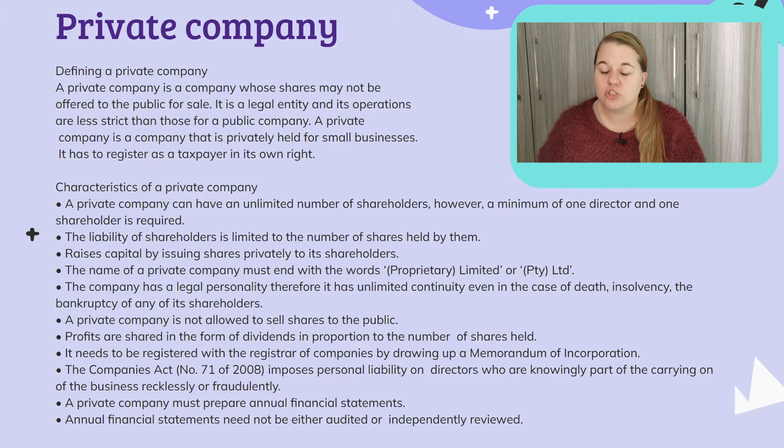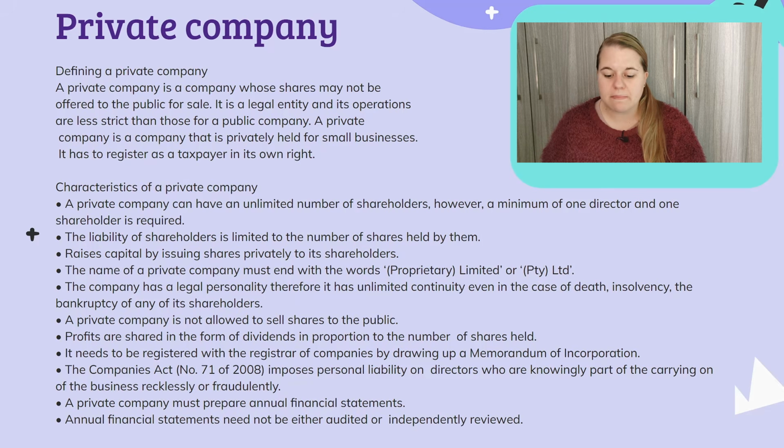A private company is not allowed to sell its shares to the public. Profits are shared in the form of dividends in proportion to the number of shares that are held by those people. It needs to be registered with the Registrar of Companies by drawing up a memorandum of incorporation. The Companies Act imposes personal liability on directors who are knowingly part of carrying on the business recklessly or fraudulently.